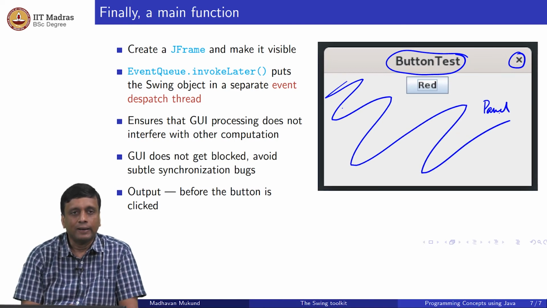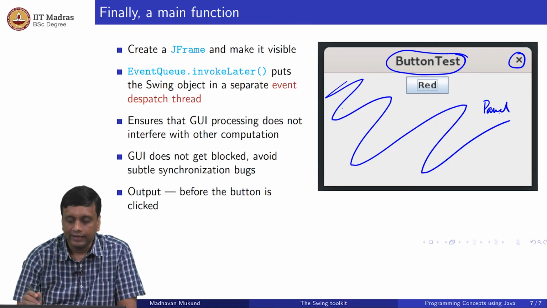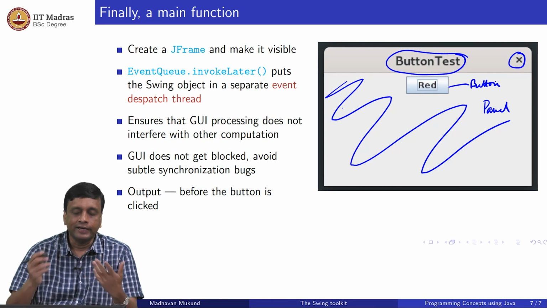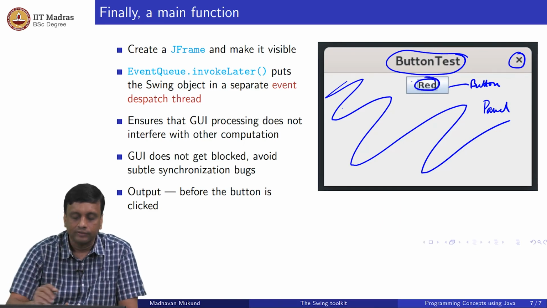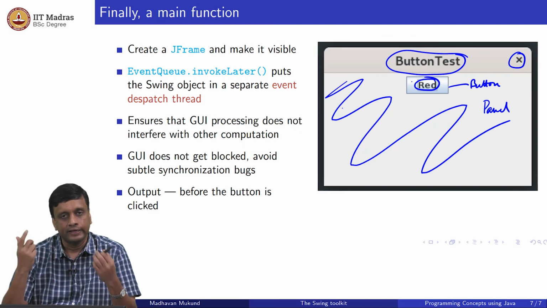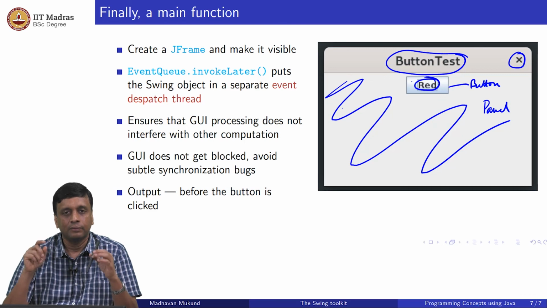So the panel is embedded in the frame, and inside the panel this is our button. And when we created the button, we put this label Red on it. So that's all we see now. We see a button with the label Red because the panel created a button inside it with the label Red, and the frame embedded this panel and put a frame title called ButtonTest.